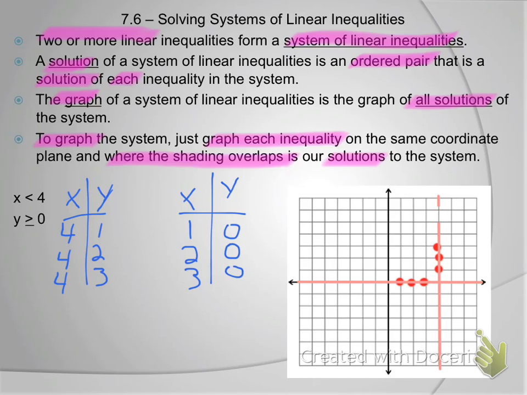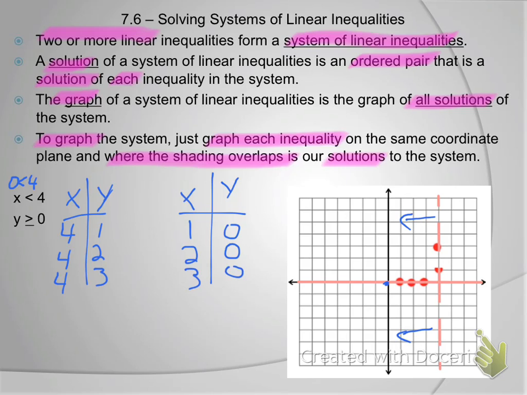The vertical line should be a dotted line, since x is just less than 4. And then I'm going to figure out where these overlap. So x is less than 4. I'm going to use the test point of 0, 0. When I plug in here, I get 0 is less than 4, which is a true statement, so I'm going to shade towards 0, 0.